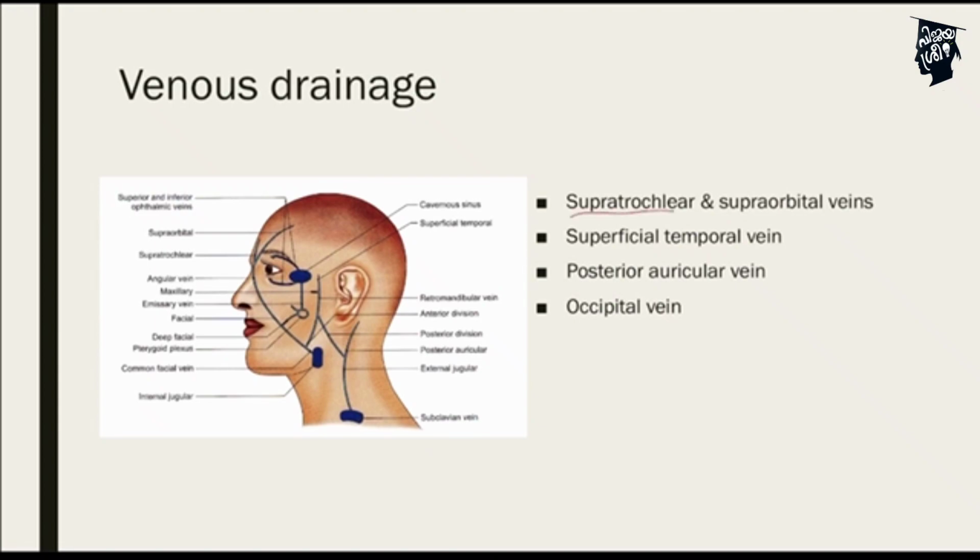First, we have the supratrochlear vein and the supraorbital vein. Here they are, supraorbital and supratrochlear. They arise from the anterior aspect, and they join to form the angular vein. The angular vein we see continues to form the facial vein. So that is the first and second veins we talked about.